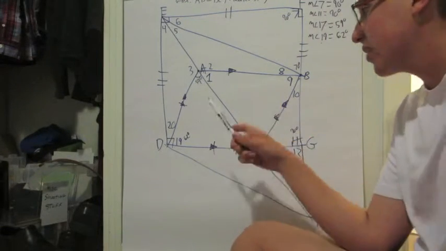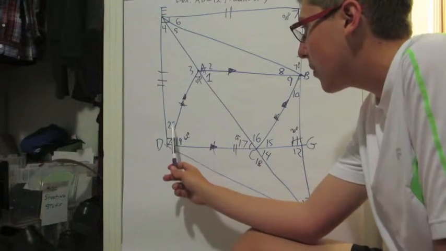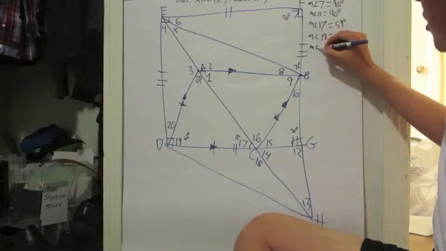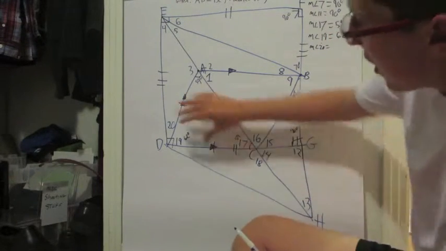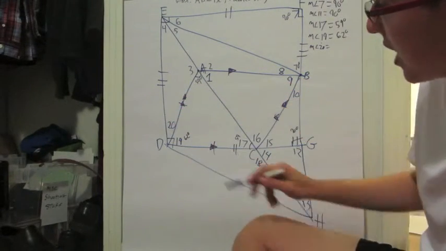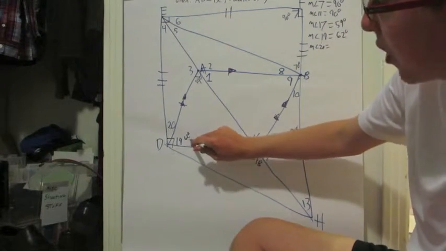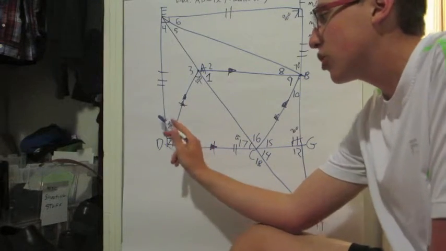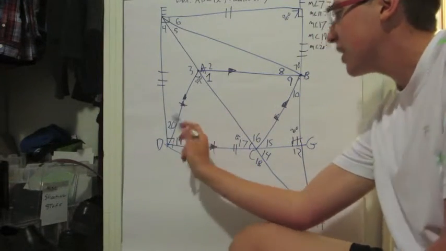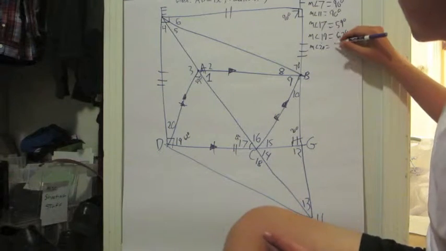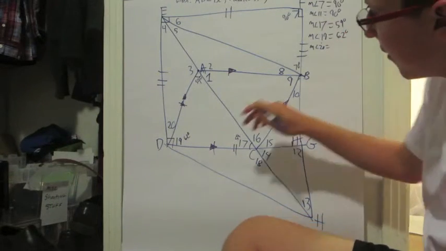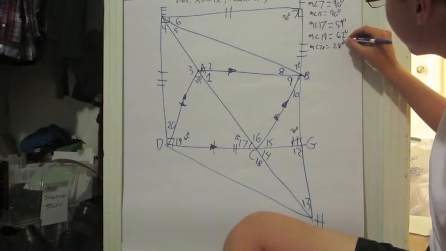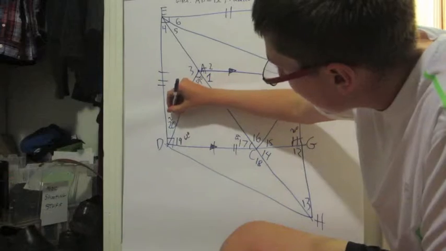And so the next angle that we can figure out is 20. We can figure out the measure of angle 20 by looking at this right angle and knowing that if we have this part, which is measure 19 of 62, we can just subtract 62 from 90 to find this part. So 90 minus 62 would make the measure of angle 20 28 degrees. So this would be 28 degrees.